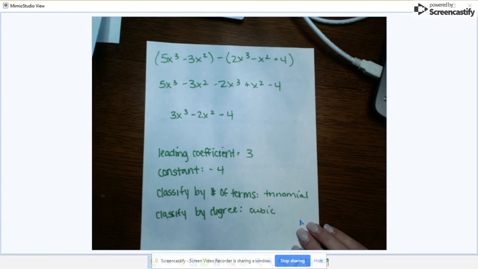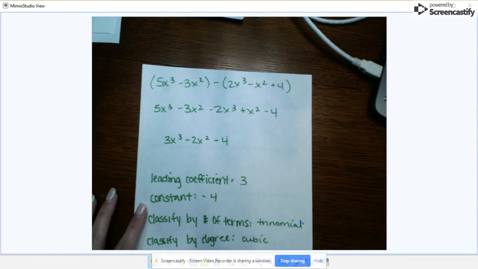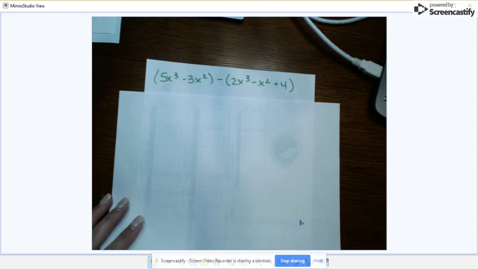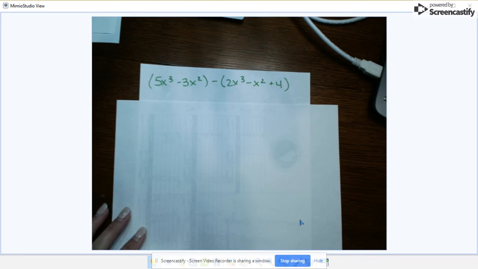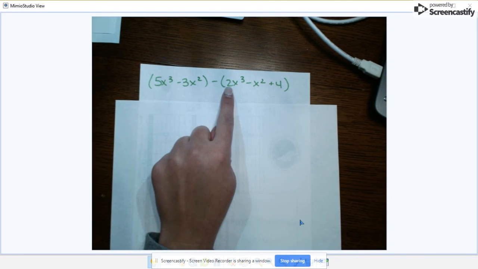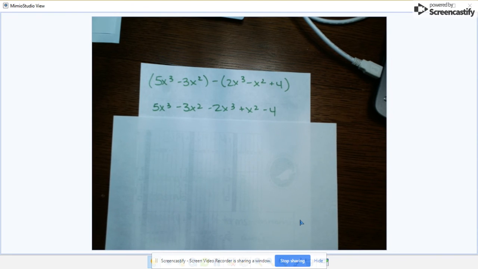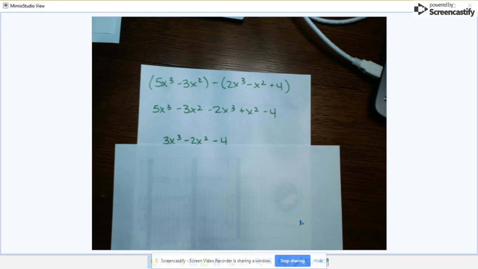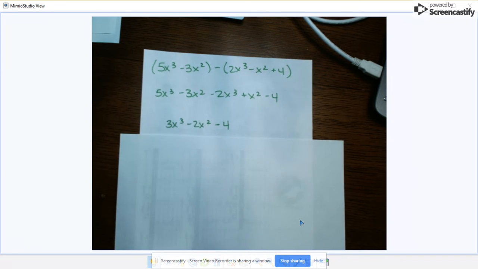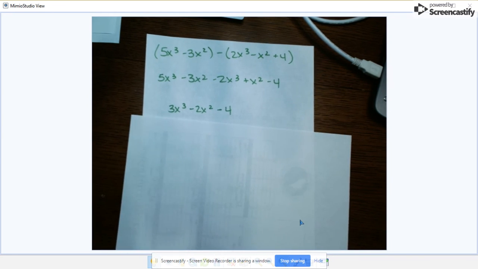So we'll look at one final example. We're going to be asked to subtract or combine these two polynomials. So when we subtract, remember we need to distribute that minus sign to the second set of parentheses, so we get this. And then combine any like terms, so we can combine our x cubes to get this polynomial. And then we're going to classify some things.